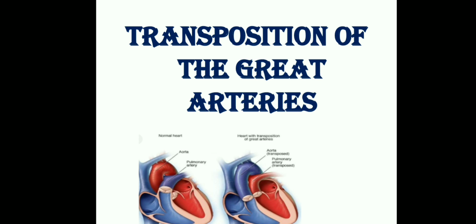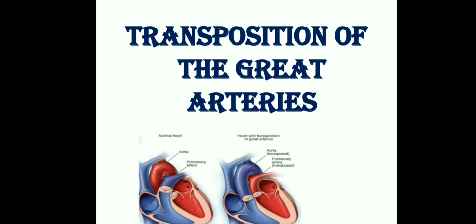This condition, TGA, means transposition of great arteries. It comes under the cyanotic heart diseases, under the decreased pulmonary blood flow conditions. These are right to left shunt conditions, because the right side has deoxygenated blood and the left side has oxygenated blood. But here the deoxygenated blood may enter the oxygenated side, so it is called a cyanotic condition. This shunt is called a right to left shunt.